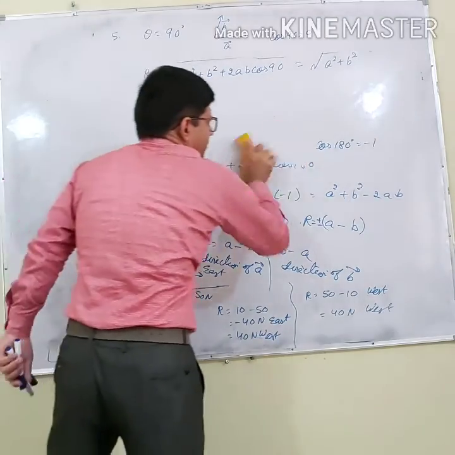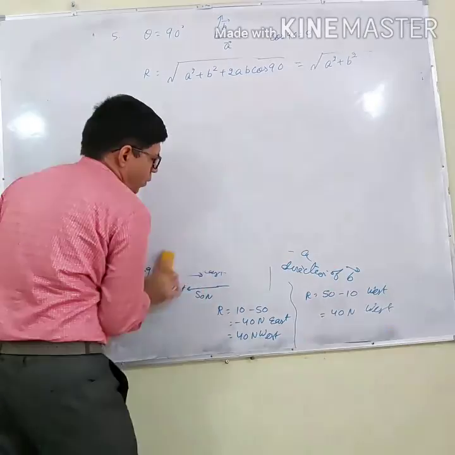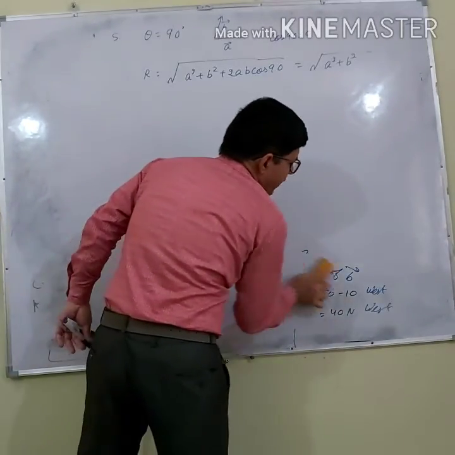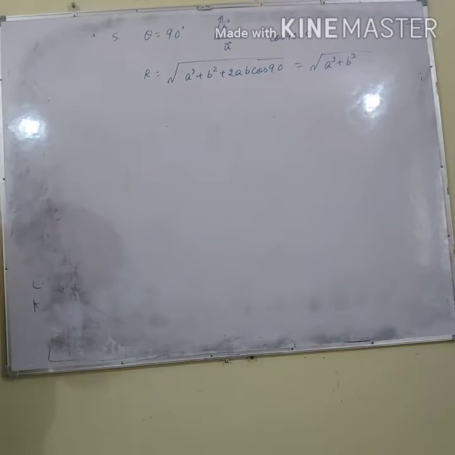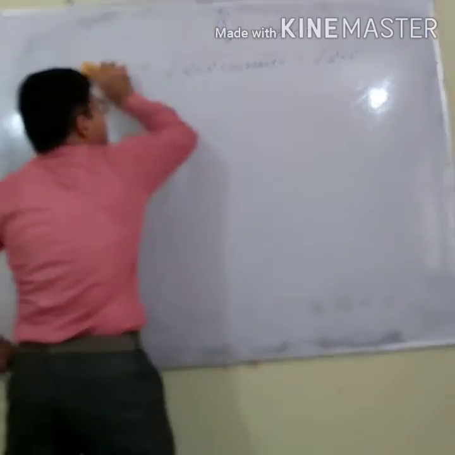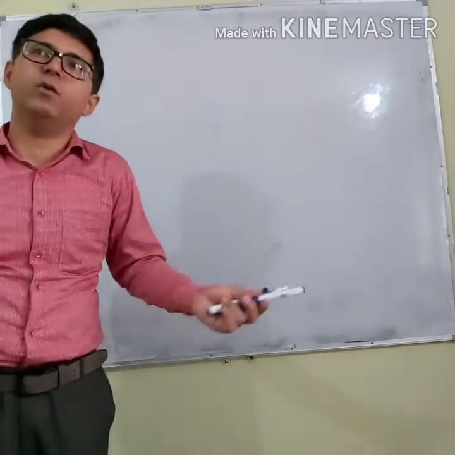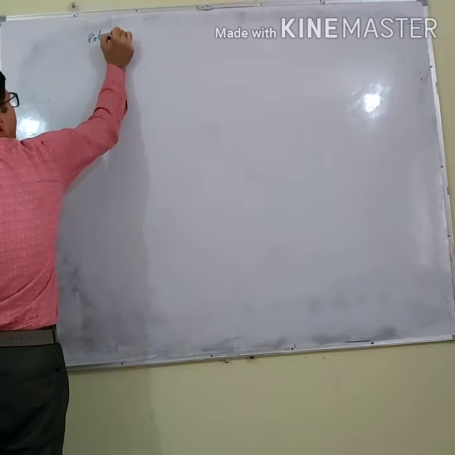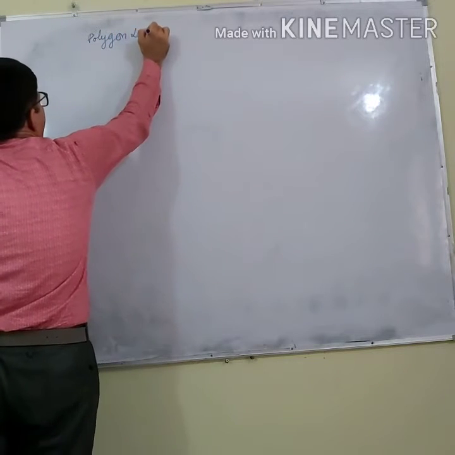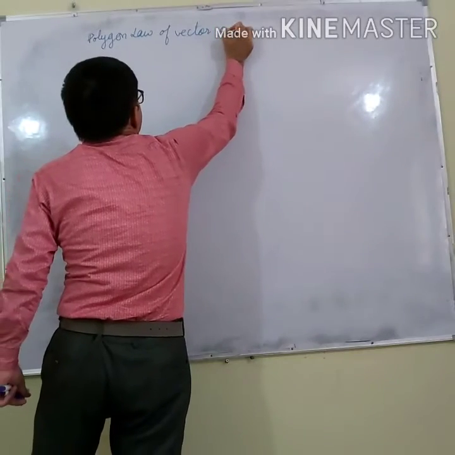I think these points are clear to you. Now, after this, let's do one more law of vector addition, that is the polygon law of vector addition. Next topic is the polygon law of vector addition, and after that we will do a box of questions which are based on this.